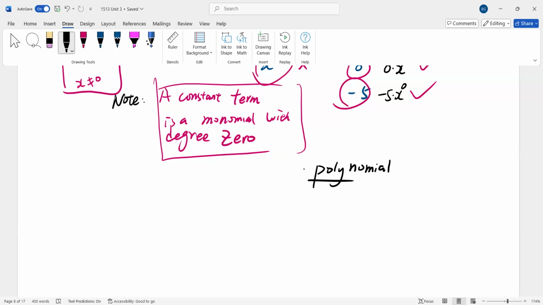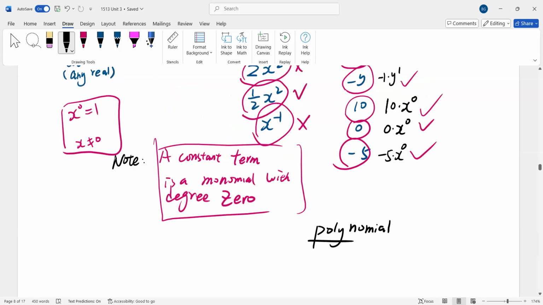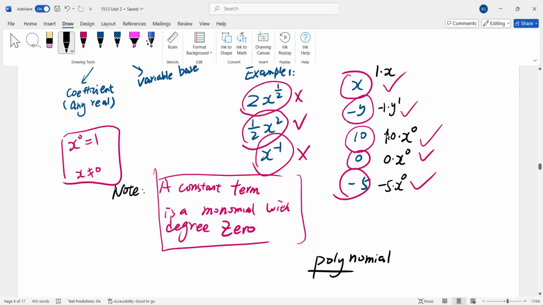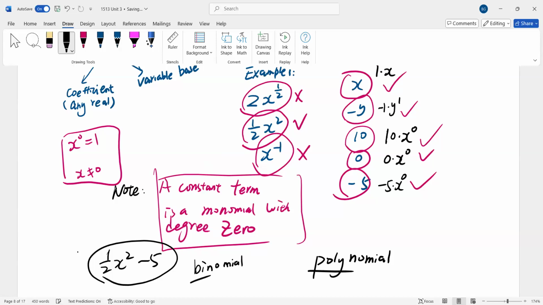For example, we have those examples on the top right. If I take two of the monomials, okay, and add them together, 1 over 2x squared and negative 5, if I put them together, I got a binomial. Bi means two, right? What is binomial? You add two monomials together, you get a binomial, right?